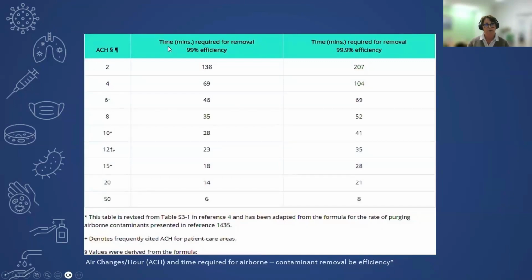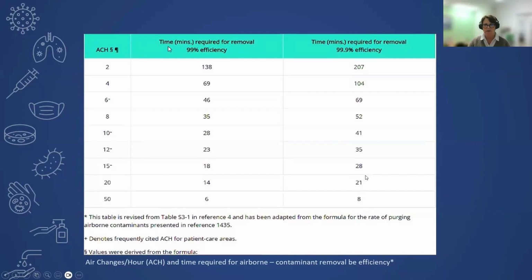As we come down, so what we need to be achieving for AGPs is this 12, okay? So if we're wanting to achieve 99% efficiency removal, 23 minutes. But if we're wanting to achieve the maximum as much as we can, so 99.9, then that's that minimum 35 minutes.